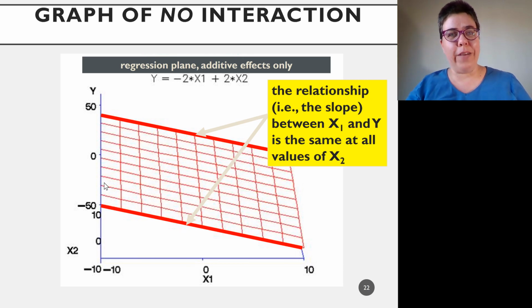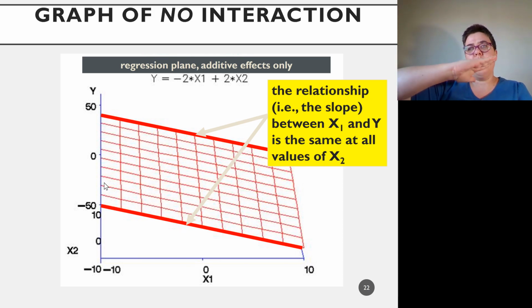When we look at graphically representing the interaction in multiple regression, again, some people find it slightly upsetting. But what we're looking at here is a graph from last week, the regression plane, where we have additive effects only. And what we can see in this graph is that there is a negative association between x1 and the DV that is the same at all levels of x2. So it's that same parallel line across the whole regression plane.